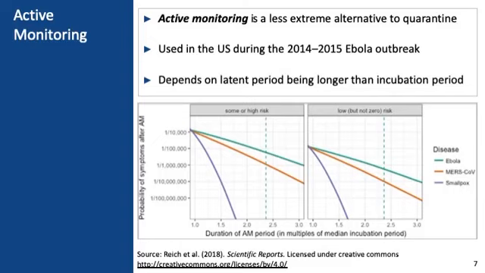As we go on, by 2 median incubation periods after that period, it becomes 1 in 100,000 for Ebola, and less for other diseases. By 3 times the median incubation period, it becomes 1 in a million for Ebola, and even less for other diseases.